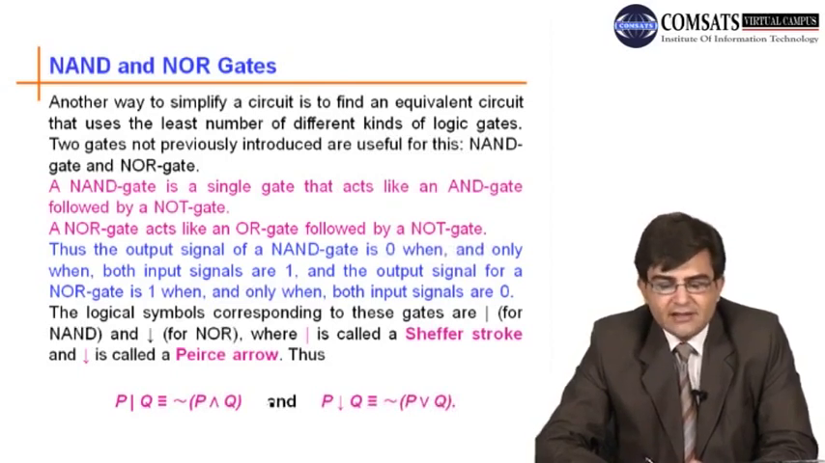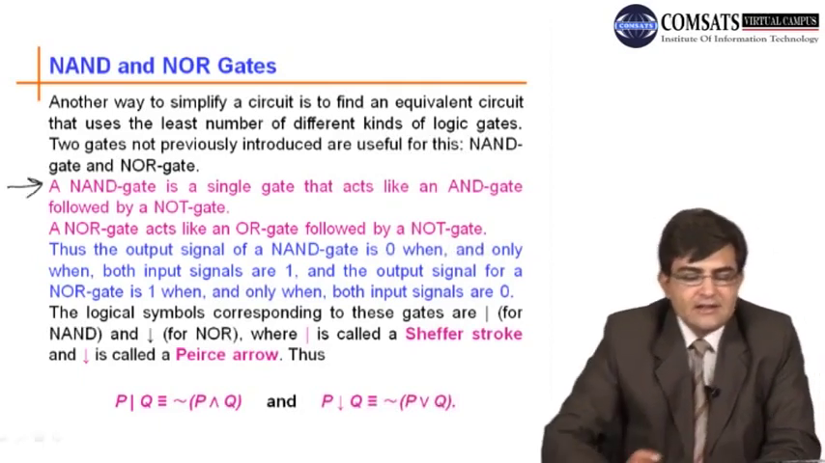Another way to simplify a circuit is to find an equivalent circuit that uses the least number of different kinds of logic gates. Two gates not previously introduced are useful for this. These gates also help us to reduce complex and long Boolean expressions into simple Boolean expressions.